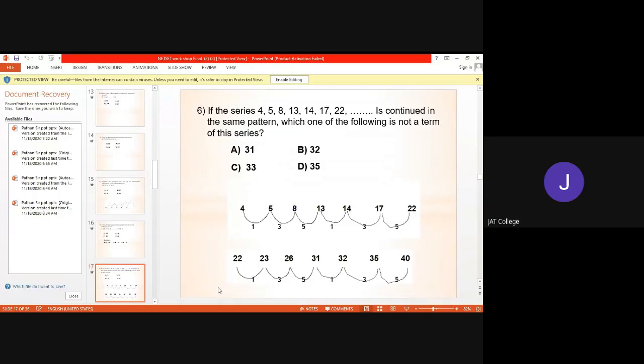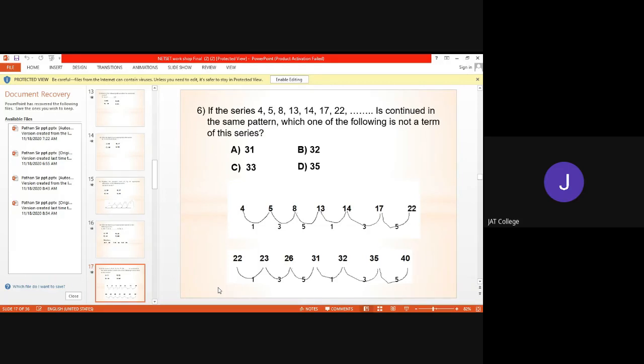Now next one. In this series, 4, 5, 8, 13, 14, 15, and 22. It is continued in this series. Which one of the following is not a part of it? So look at it. When we observe the series, 4 and 5, there is a difference of 1. 5 to 8, there is a difference of 3. 8 to 13, there is a difference of 5. 13 to 14, then this pattern is repeated. Again, there is a difference of 1, then difference of 3, and then difference of 5.